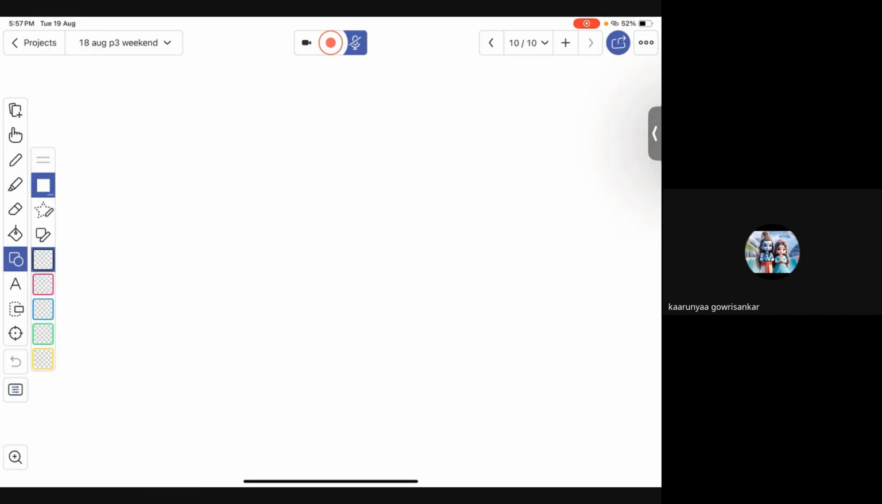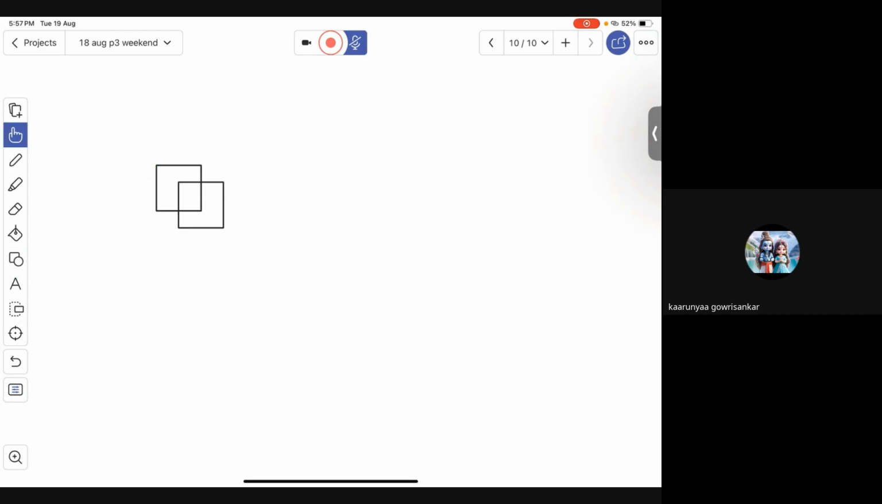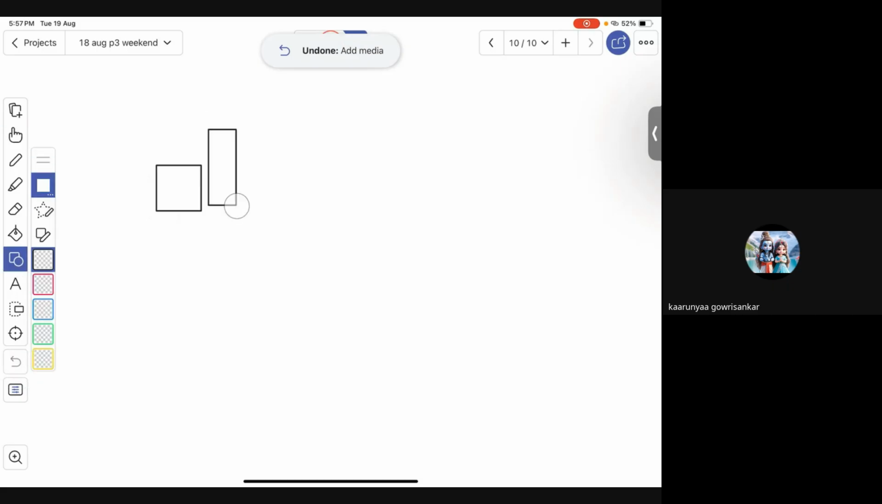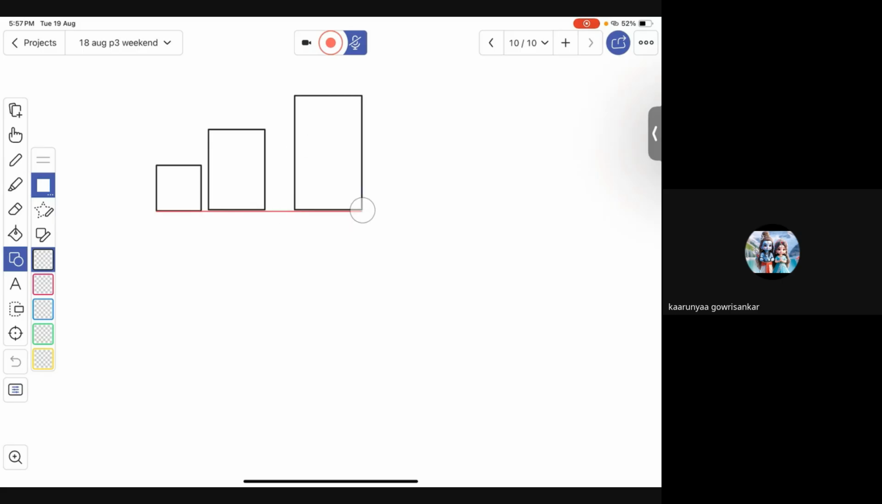Try this simple question. It's so simple, they will not be asking it in CBSE also.